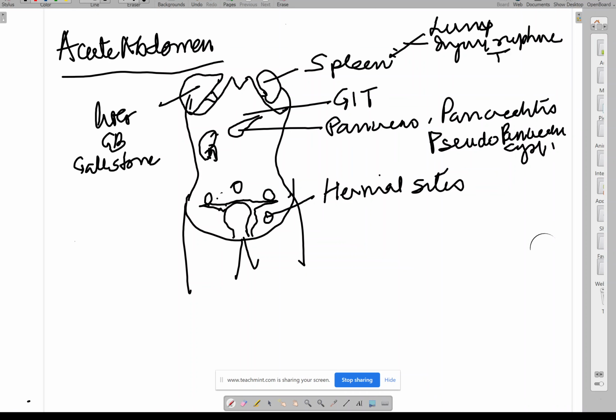Rupture is identified by tenderness, by hemoperitoneum, by pain in the left shoulder, which is called as Kehr's sign, and by contusion around the umbilicus, which is called as Cullen's sign. And the treatment of splenic rupture is splenectomy.